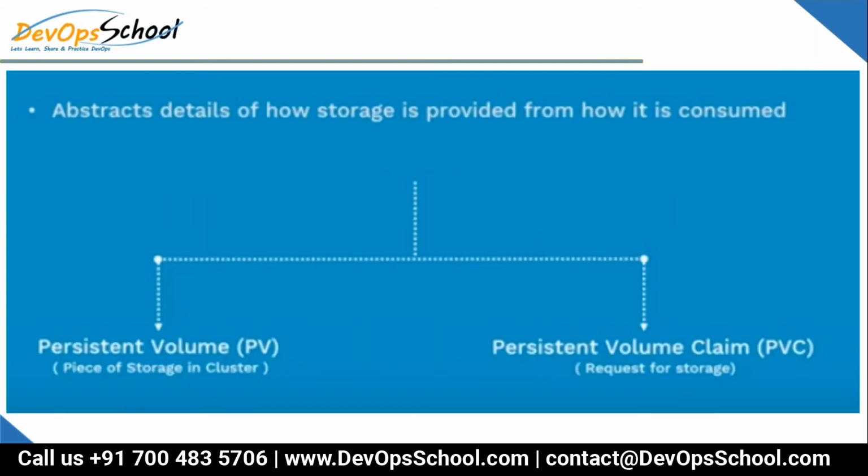Okay, so in short, what is a PV? What is the difference between PV and PVC? PV means a piece of storage in a cluster which is already available, but PVC is basically requesting resources, requesting the storage which you have from the PV. So PVC has to be requested from the PV, and the PV will be created dynamically or statically, depending on the requirement. Okay, so that is the one thing.